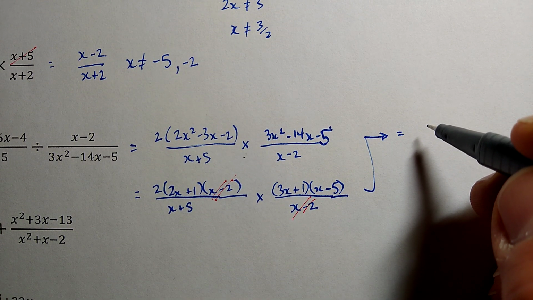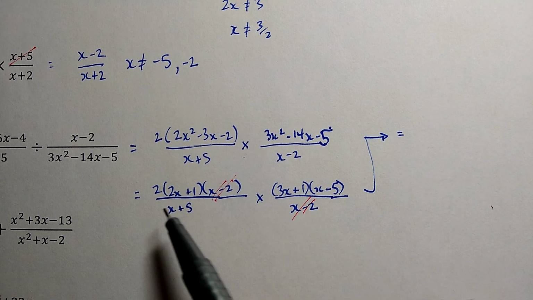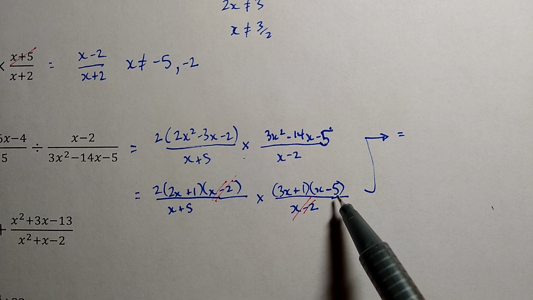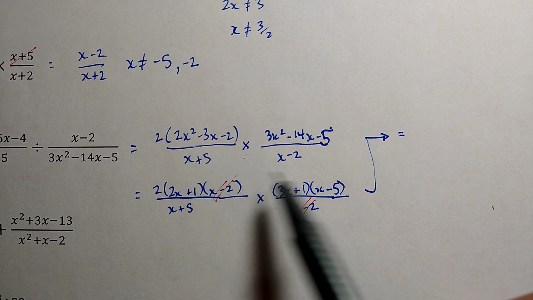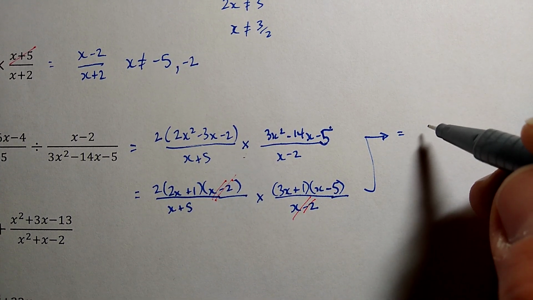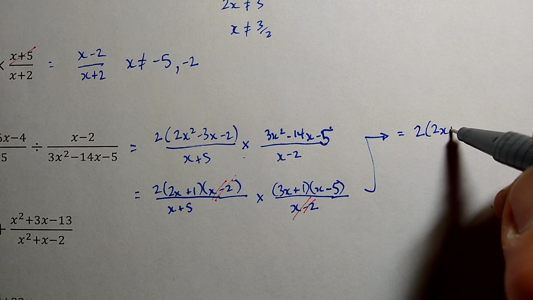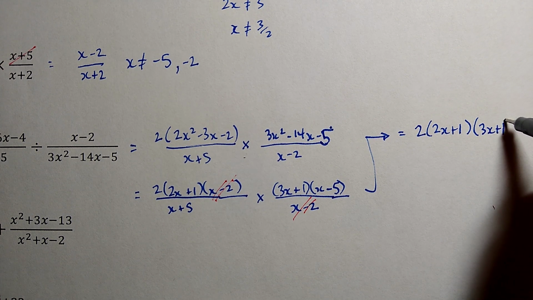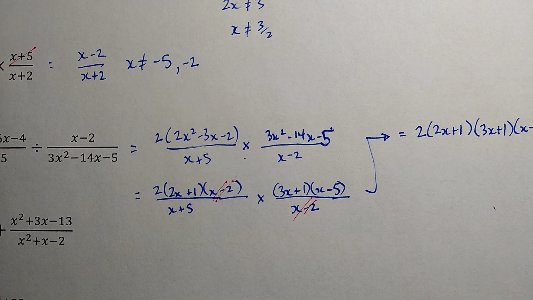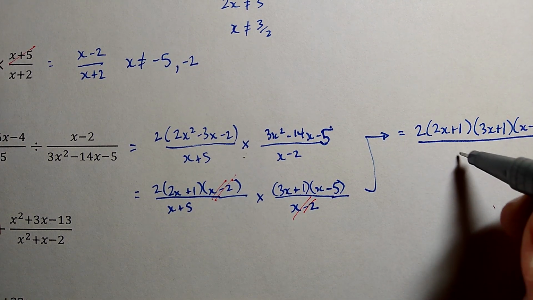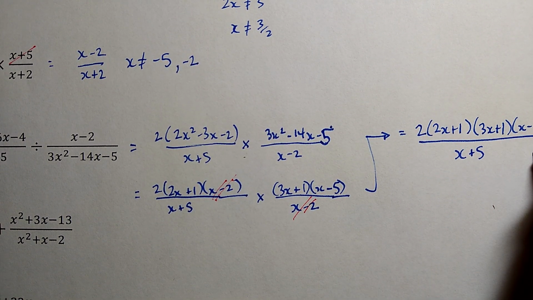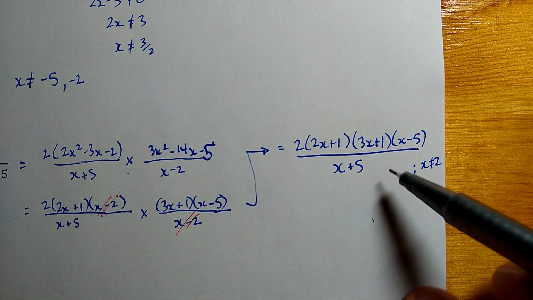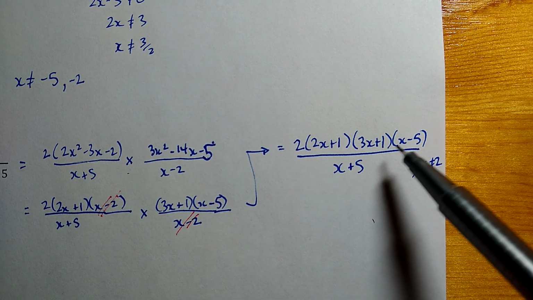So I'm going to have 1, 2, 3, 4 terms on the top. Okay, that's fine. So I've got 2 times 2x plus 1 times 3x plus 1 times x minus 5. And in the denominator, I've got x plus 5 only. And I'm going to write this little restriction right here, that x can't be equal to 2. That's from the canceling that we did earlier. So I think we're probably done there.